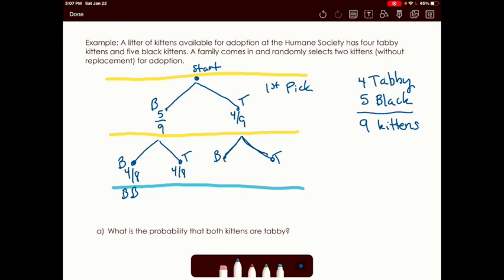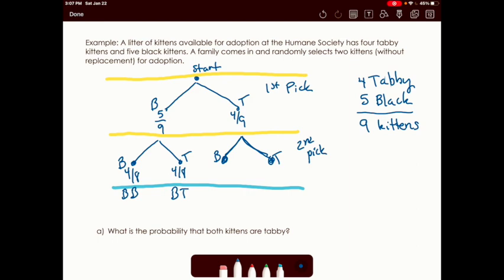Now the chances of getting a tabby after I've already picked a black is going to be 4 out of 8. Since I've already picked a black the first time, I still have all the tabbies in that litter, so it's a 4 out of 8 chance. So this is the situation where I pick a black the first time, and then a tabby the second time. Let me label this. This is the second pick.